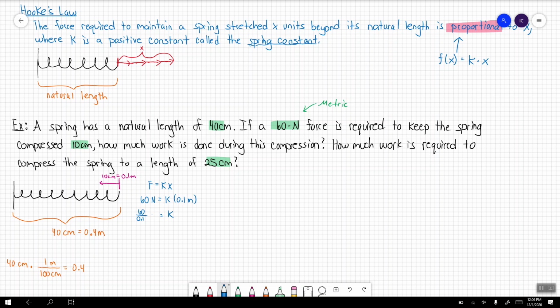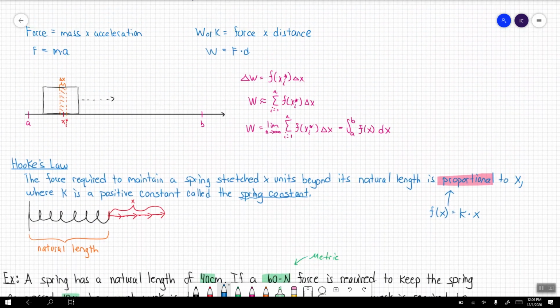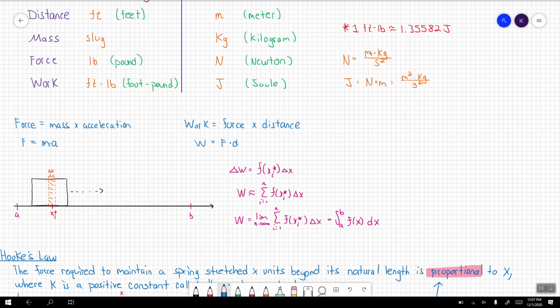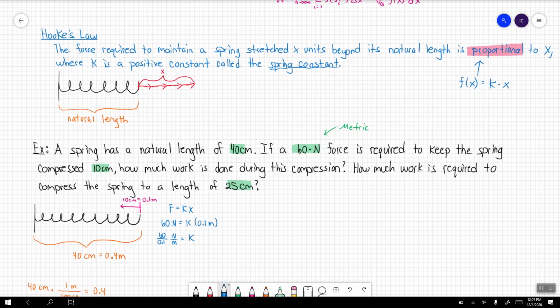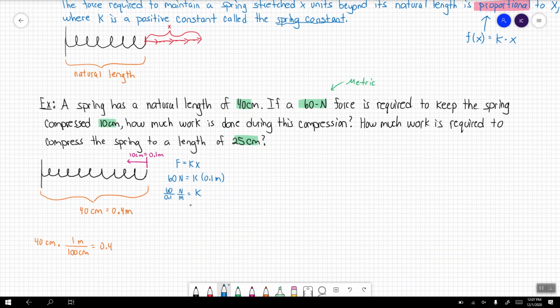Now the units of measurement are going to be newtons divided by meters. But remember that newtons have a meter already embedded in them. So if we cancel out that meter, we're just going to be left with kilograms per second squared. And that's going to be this K value. This K value has a unit of measurement of kilogram per second squared.